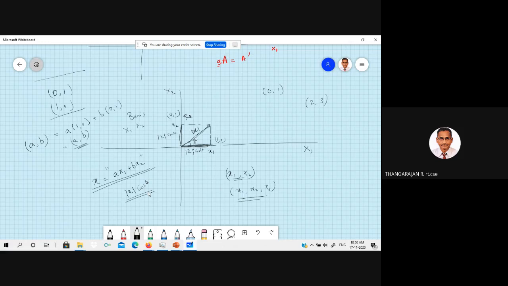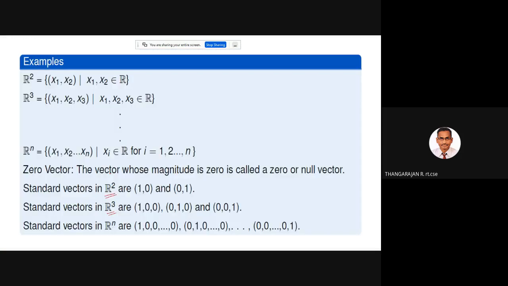So these two vectors are the basis vectors. Now, in three dimensions, the vector would look like this. There are 3 basis vectors. Similarly, there can be n basis vectors. So I can have n number of bases, or n number of dimensions.